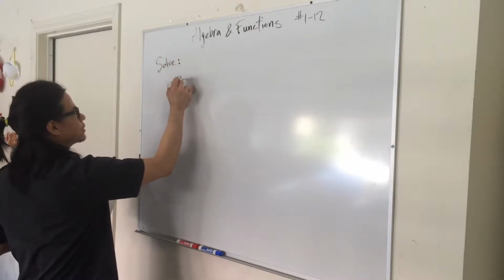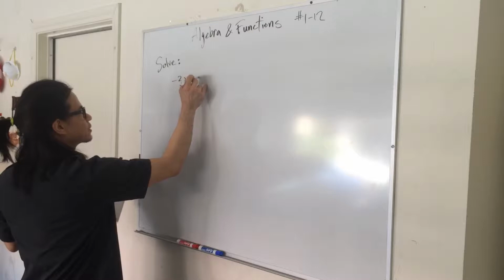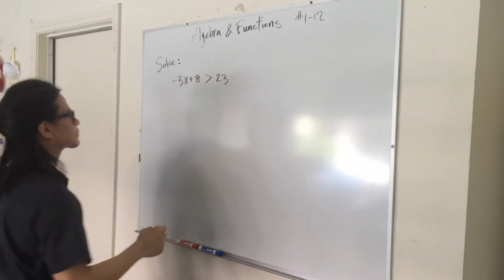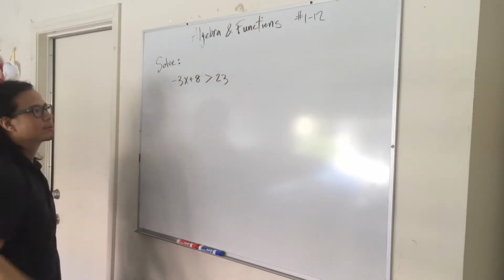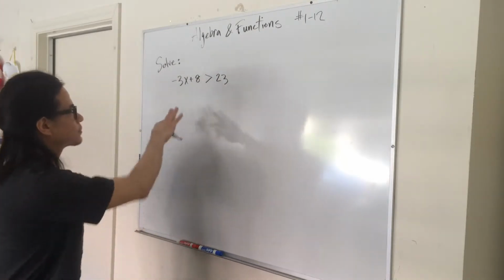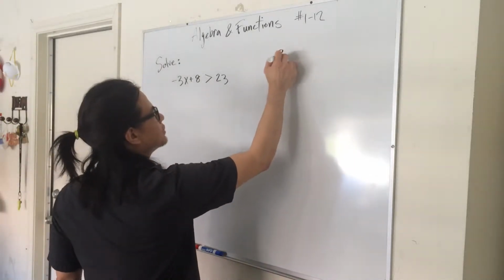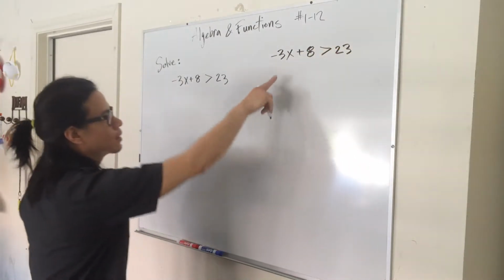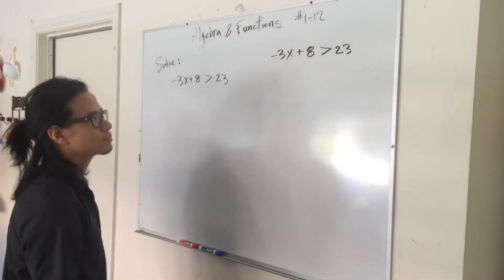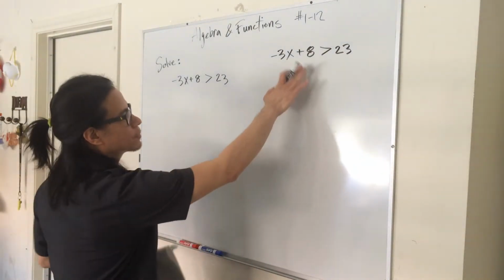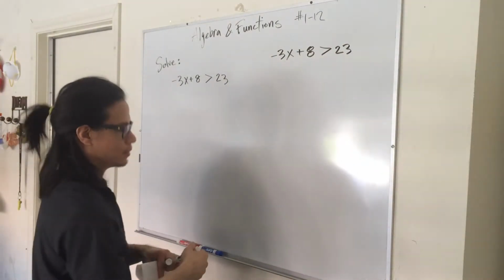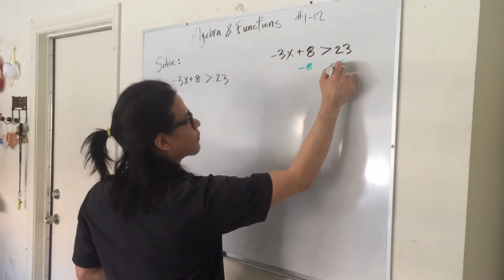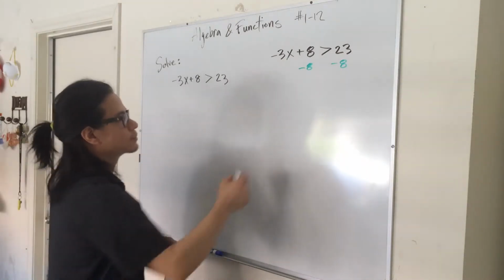So let's say, for example, negative 3x plus 8 is greater than 23. Okay, again, that word solve, it means to get x by itself. Okay, so let's see what we can do here. To get x alone, let's get rid of the plus 8 here. What is the opposite of plus 8? Okay, so subtract 8.